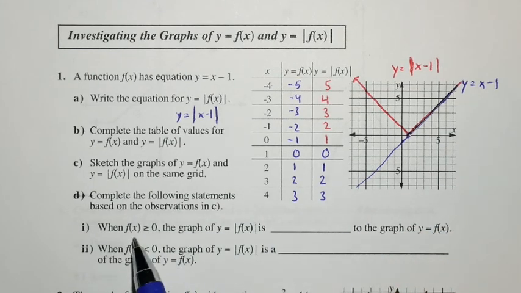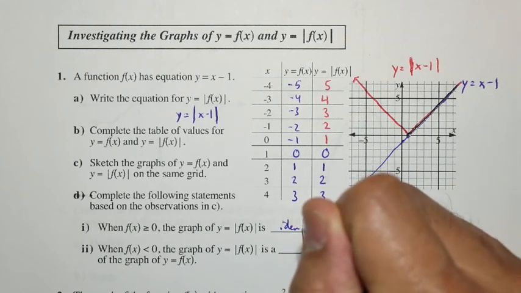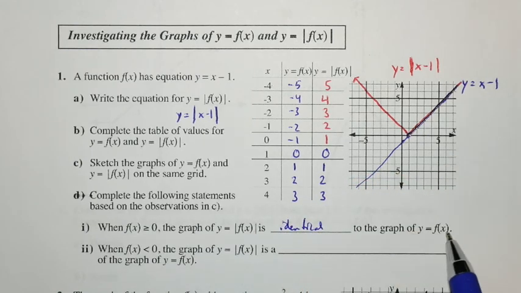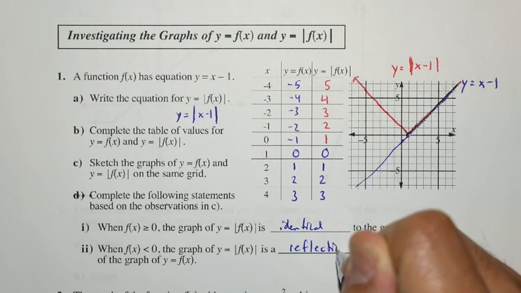So what can we notice? Well, we can notice that when f of x is greater than 0, when f of x is positive, then y equals the absolute value of f of x is identical. It's the same as y equals f of x. But when f of x is negative, the graph of y equals the absolute value of f of x is a reflection in the x-axis.